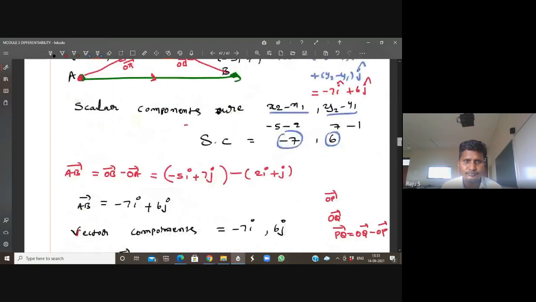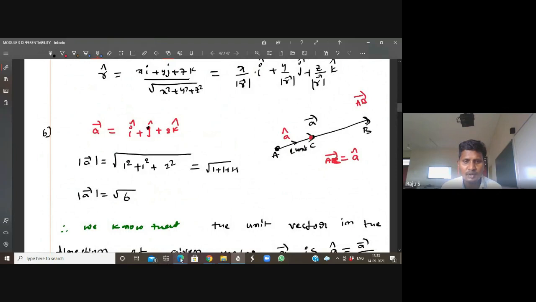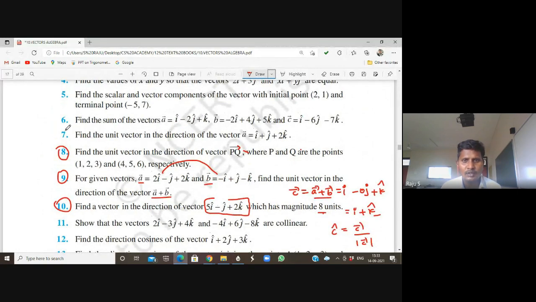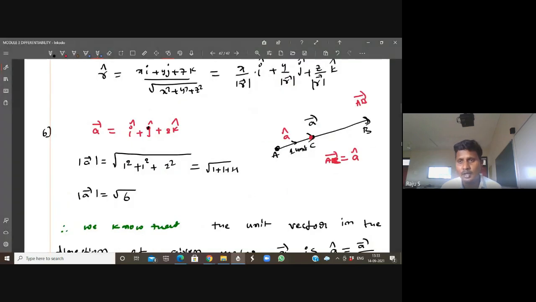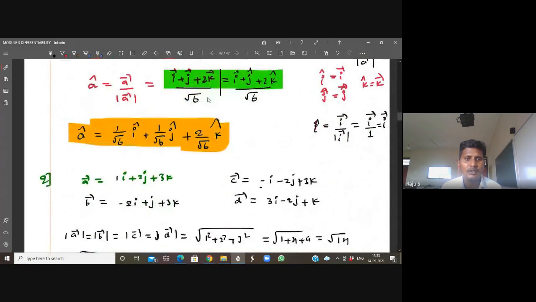See here, for example, we have done one question, question number 6. In question number 6, what do we have to find? Not sum, question number 7, sorry, 7. Find the unit vector. Here i plus j plus 2k is given. The i coefficient is 1, j coefficient 1, k coefficient is 2. This 1, 1, 2 are called direction ratios. But after finding the unit vector, whatever the coefficients, 1 by root 6, 1 by root 6 and 2 by root 6, these are the direction cosines. You can take this is l, this is m, this is n.